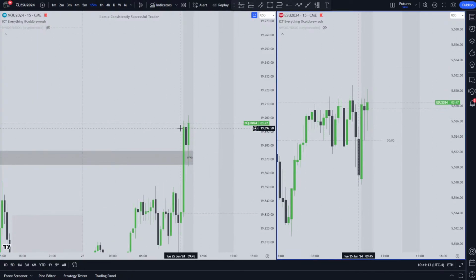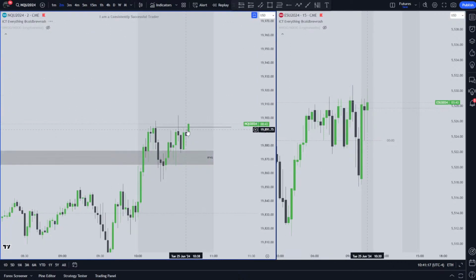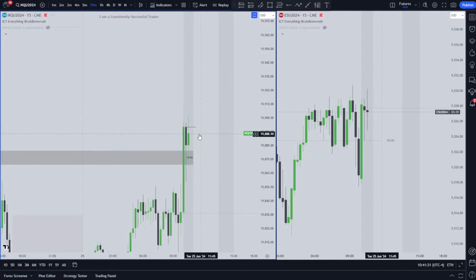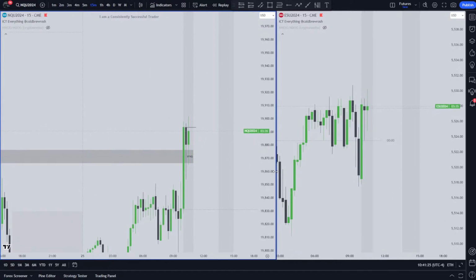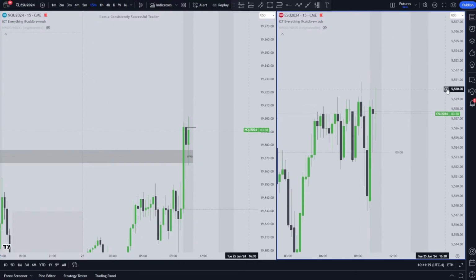Okay, we're getting a close above this. And there is possibility to get a trade. There definitely is, still in this session, as long as a few conditions are met.